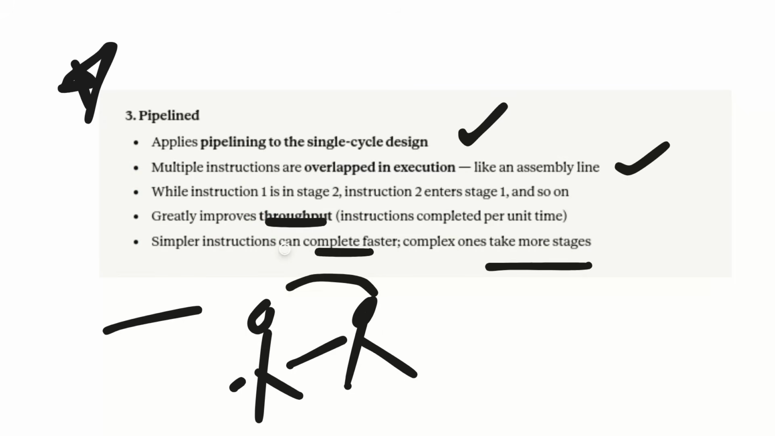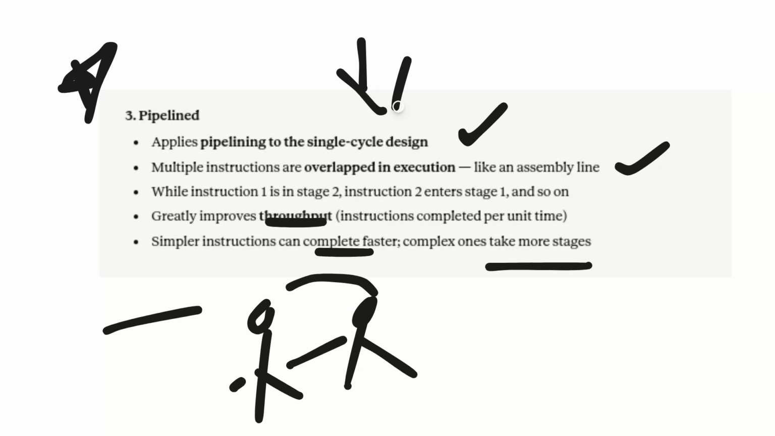But pipeline means what? We are pipelining the single cycle design. In the single cycle design itself, we are pipelining. How? Here multiple instructions are getting overlapped. Multiple instructions can be executed overlapped, not exactly together, it's like overlapping. If instruction 1 is in stage 2, then instruction 2 can enter stage 1, like that. That's what is written here. Because this has happened, throughput increases.